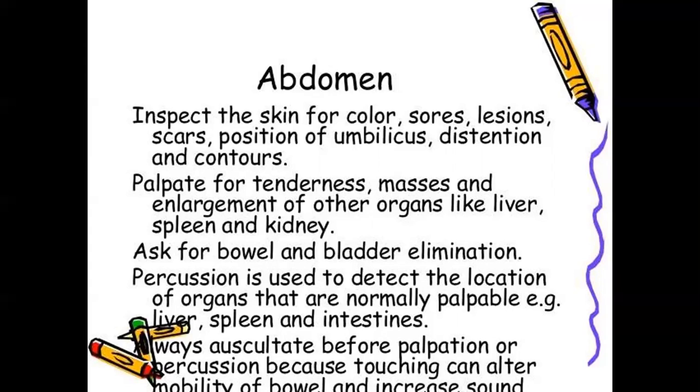Inspecting or observing the skin for color, sore, lesions, and the position of the umbilicus; palpating the abdominal area to find out whether there is any enlargement of organs or whether a mass is present or not. You are doing the percussion so that you can find out an abnormal accumulation of fluid or gas in the intestine, and even locate the margins of the organs. Also you are using the auscultation method so that you can hear the bowel sounds.